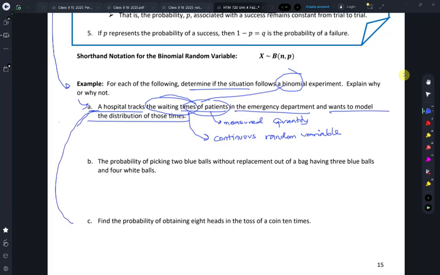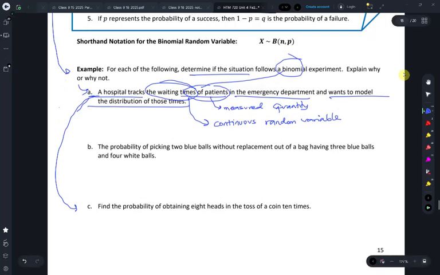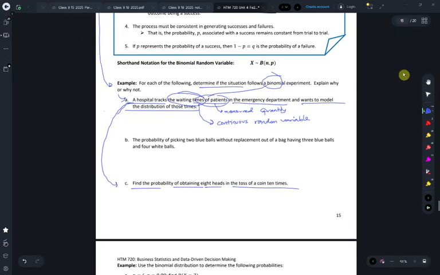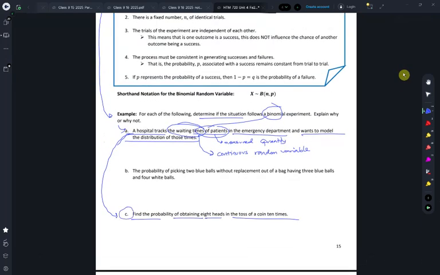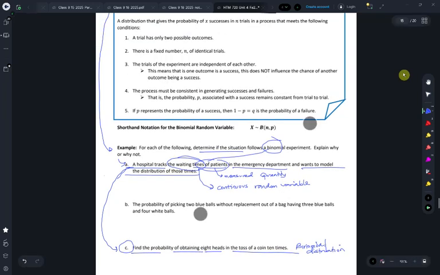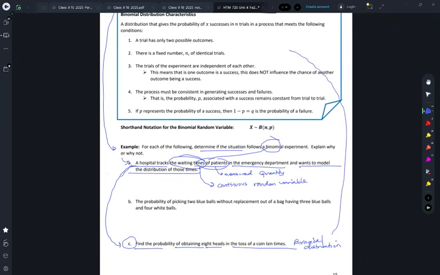Let me jump to part C, and then I'll circle back to part B. If we're told to find the probability of obtaining 8 heads in the toss of a coin 10 times, I'm going to use this example to show that the binomial distribution applies in solving this problem. How? I would show using this illustration that it meets at least the first 4 critical criteria. And let us see what that is.